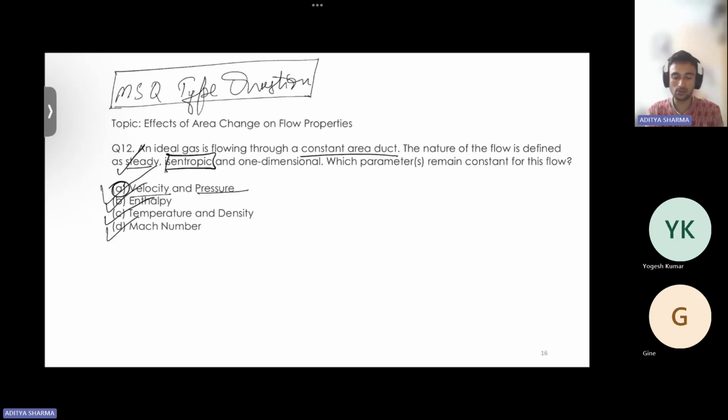Because if you say C also, if temperature is not changing, and if you are saying Mach is not changing, what is Mach? Mach is velocity by A. If temperature is not changing, then A will also not change. And if there are no friction effects, then this will also not change. Why would it change? Yeah, in that way it will not.